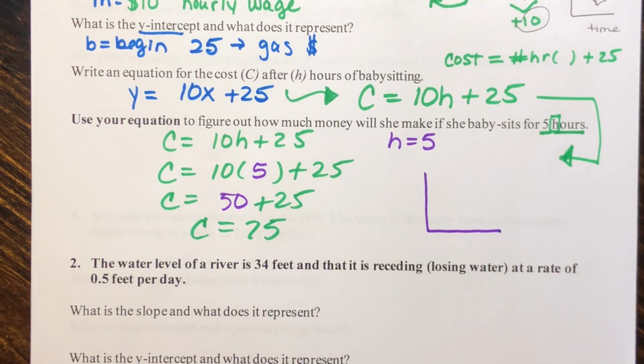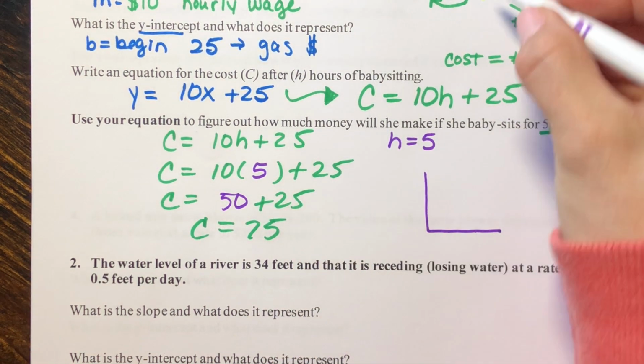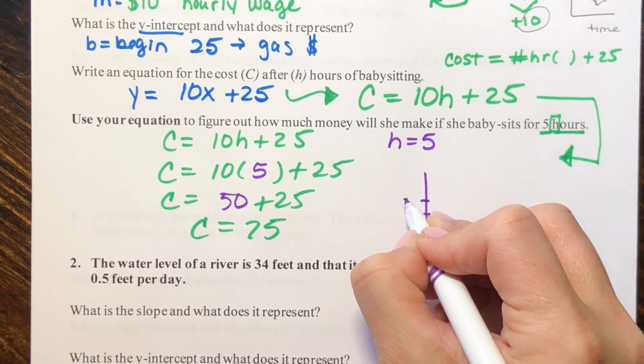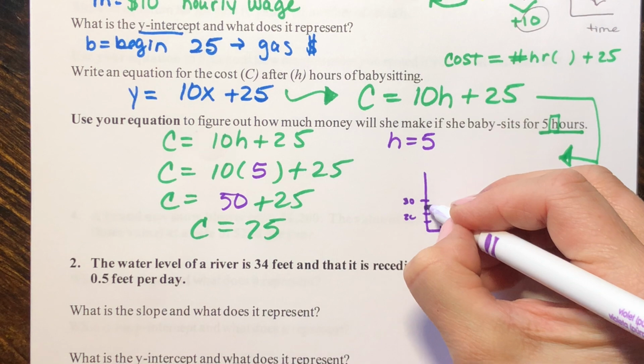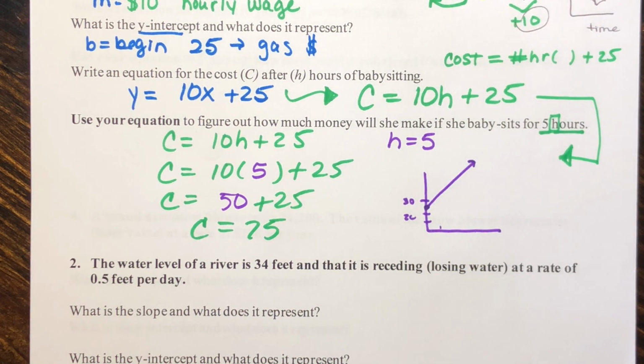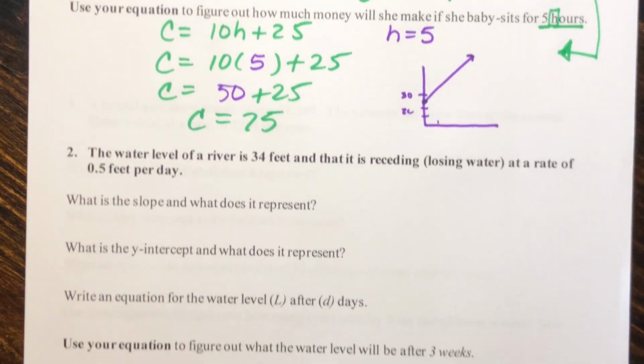And hopefully you understand that this 25 means if this is 30 and this is 20, that the y-intercept is going to be right there. And it's going to increase $10 for every hour that she works. You guys, let's do another example.